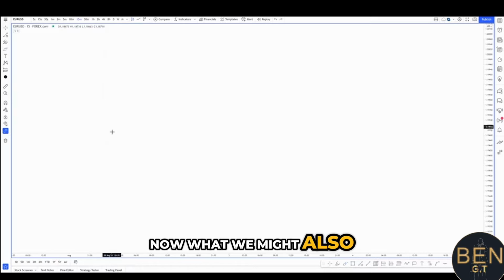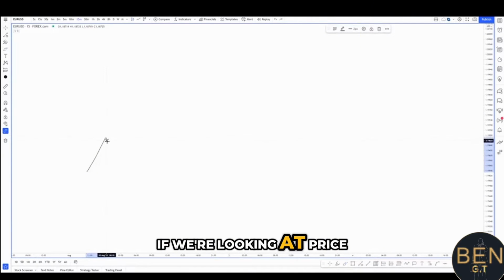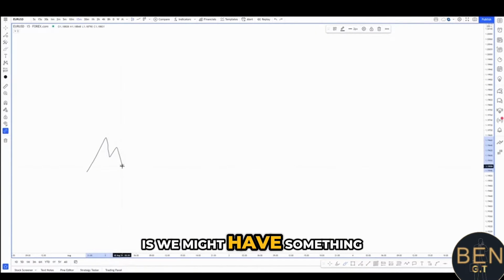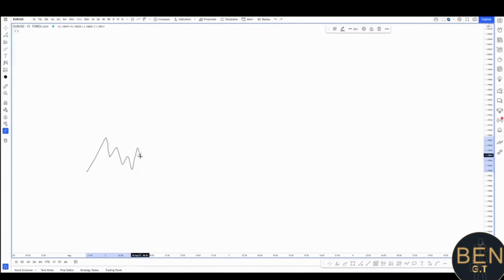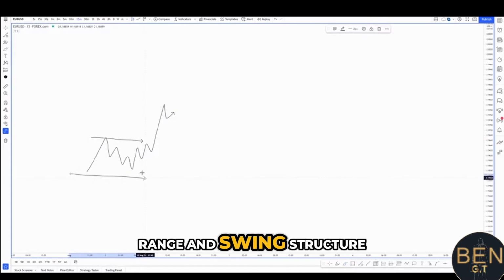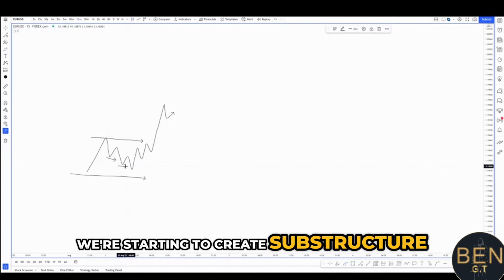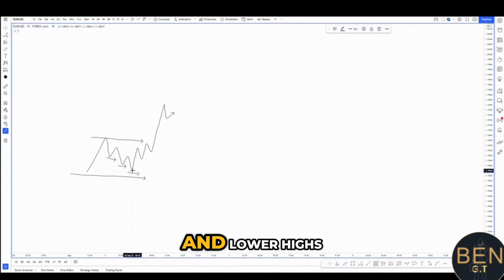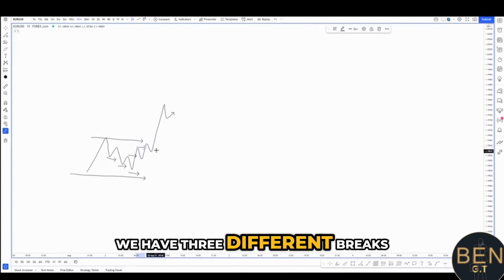Now, what we might also have if we're looking at price action is we might have something like this, where price has created a range in swing structure. We're starting to create substructure where we're creating lower lows and lower highs as we create that pullback. And then we switch to minor structure, and now we're breaking structure. Now what we can see is we have a few different points to look at. We have 3 different breaks of structure.